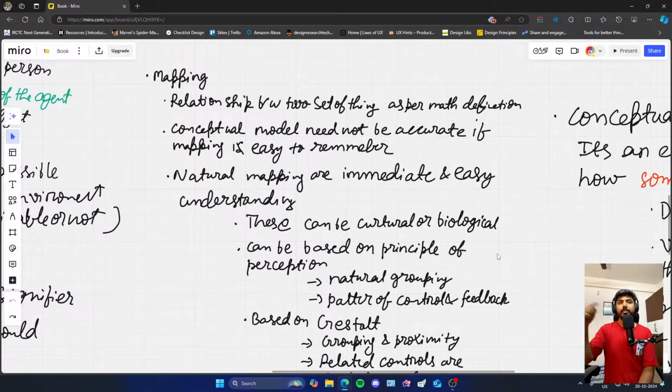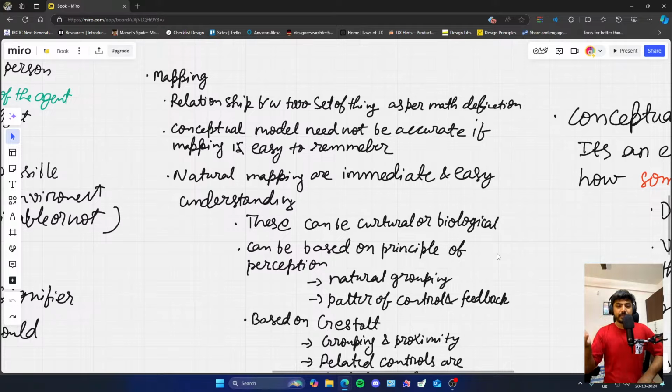Now, we are jumping concepts here, but yeah, conceptual models is the next topic. We'll try to understand mapping more, and then this will make sense. Mappings can be of different types, but we have emphasized natural mapping. Natural mapping is said to be the easiest and helps the user understand immediately. There are different kinds of natural mapping. There is cultural or biological mapping.